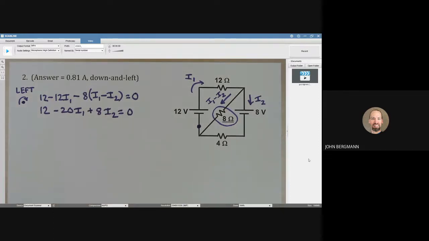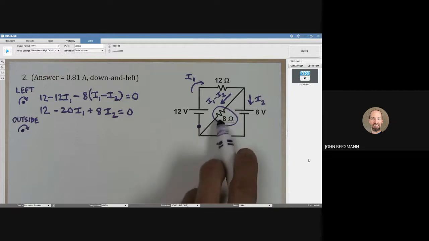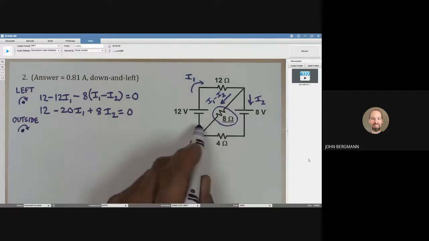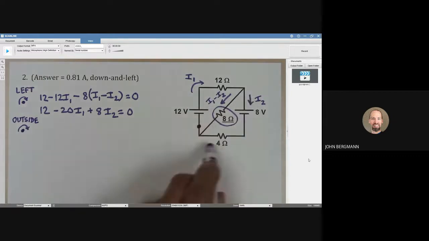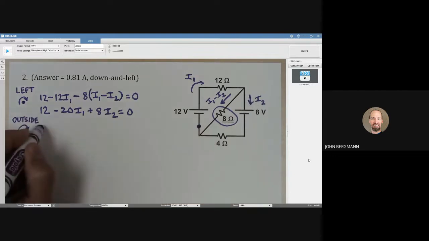Now let's make another loop equation, and this time I'll start at the dot again and go around the outside. I'm going to go around the whole loop this time. This portion is not going to be a part of it. I'm starting and ending at the dot again, but this time I'm going all the way around the perimeter. Let's see what that gives us.